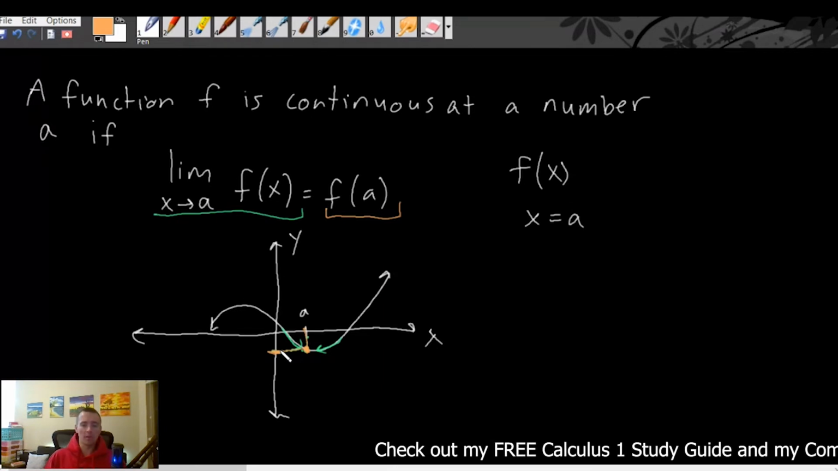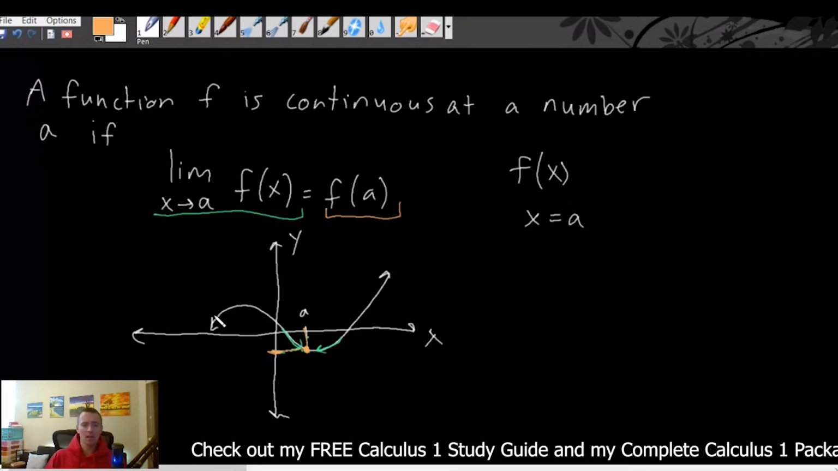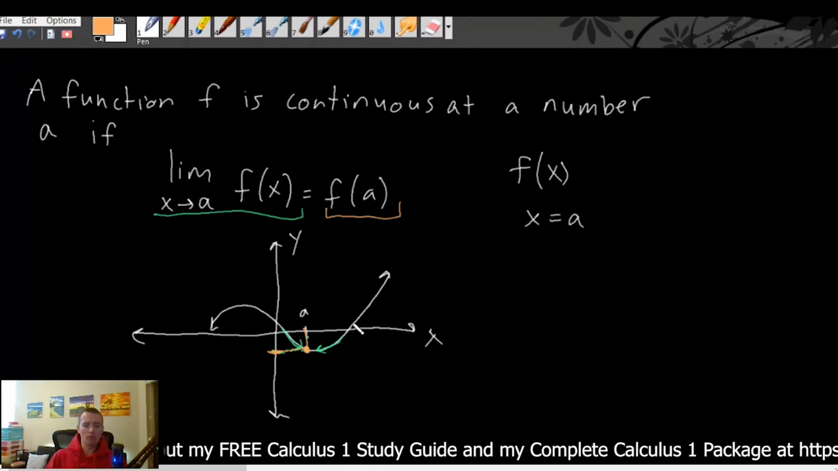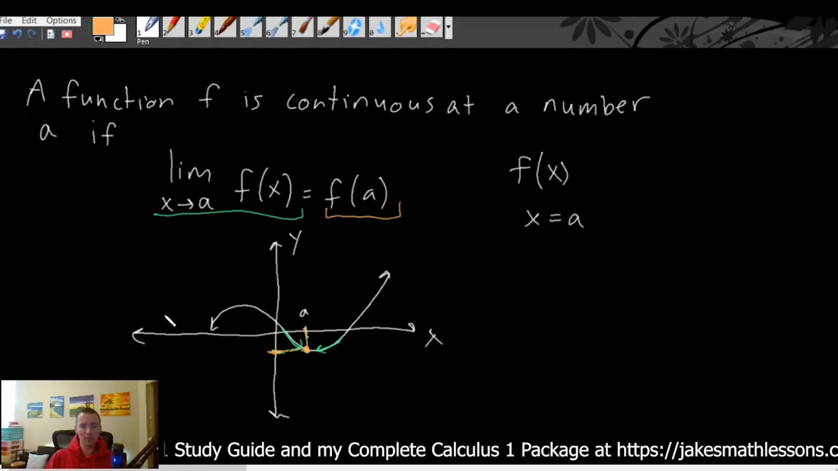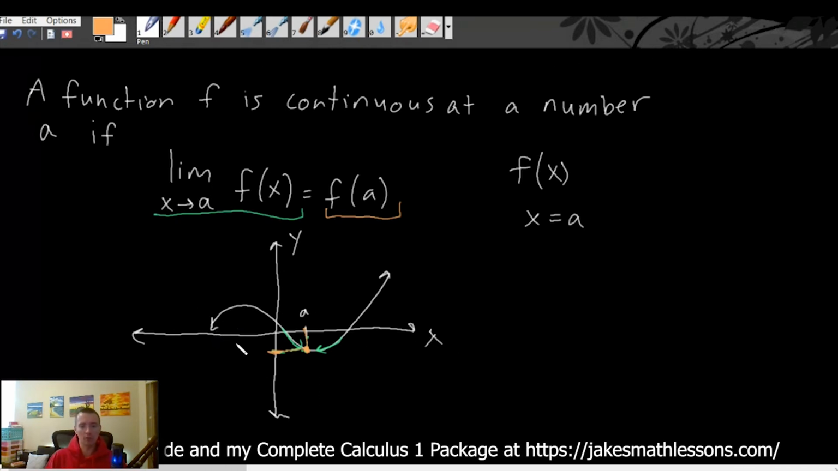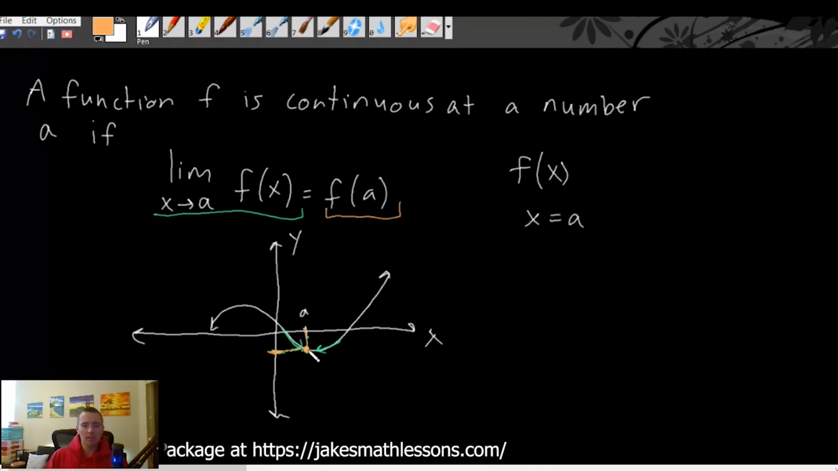The simplest way to visualize it is if you can draw the whole function without picking up your pen or pencil. So basically what that means is there's no holes or jumps in your function. Like in this case here, there's no holes or jumps. And as a result, as we get close to some point, we get the same thing as just going to that point on the graph.